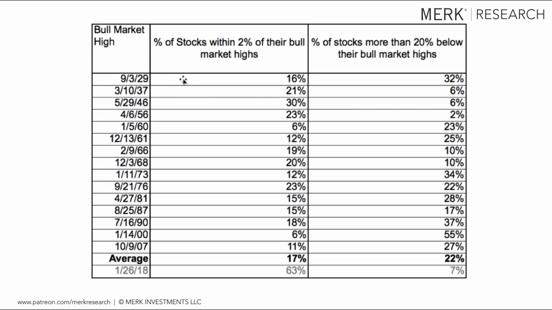Now these measurements are only taken at historical major market tops. What you can see is that historically at these major tops there's generally been relatively low participation in the left-hand column, so relatively few stocks in the index within 2% of their bull market highs, and relatively high participation in the right-hand column, with more and more stocks being more than 20% off of their bull market highs. The last high in the Dow Jones Industrial Average was January 26th. I took the measurements: 63% of the component stocks were within 2% of their bull market highs, and only 7% of stocks were more than 20% below their bull market highs.